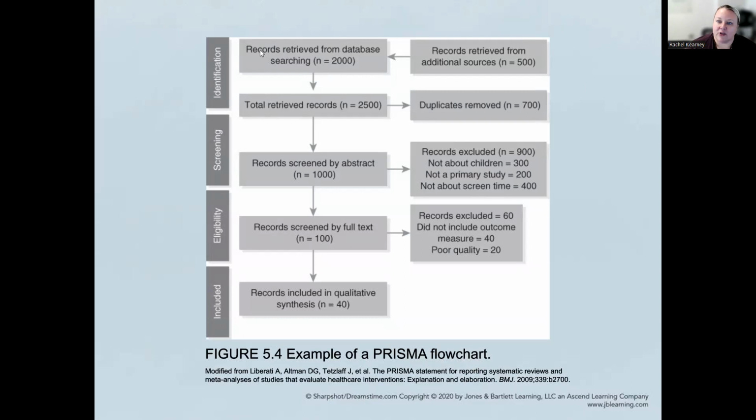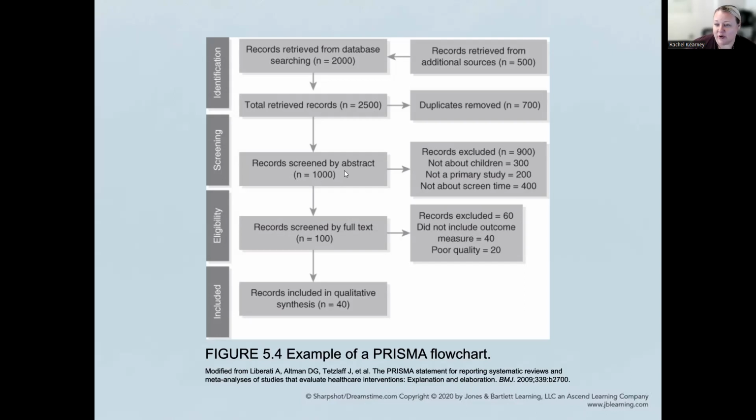So let's say you do your database search and you find 2,000 articles. And then you find some additional 500 articles. And so you've got a total of 2,500 different articles. The next step is you would remove any duplicates. That was 700. Some databases will give you the same results, and so you would take out the duplicates and take away 700 of those.